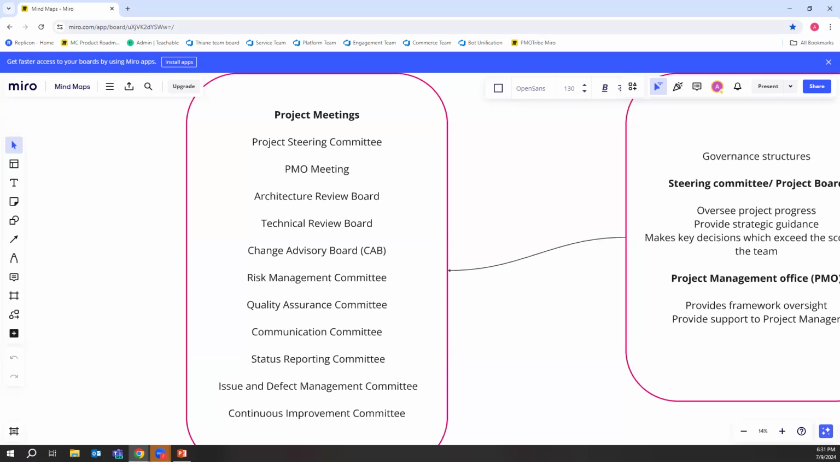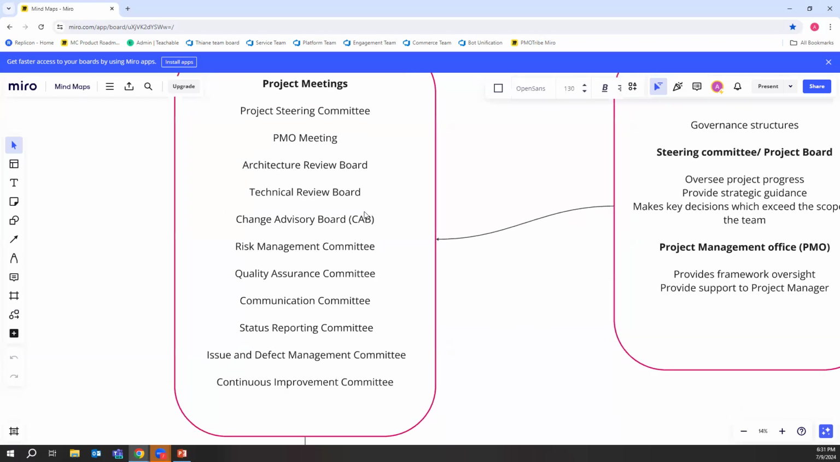Then there's the other meeting, the technical review board. I think a very important one is the change advisory board. Most organizations have this, especially in the tech space. The CAB is a very important session where we go and get approval for anything that is going live to the customer.